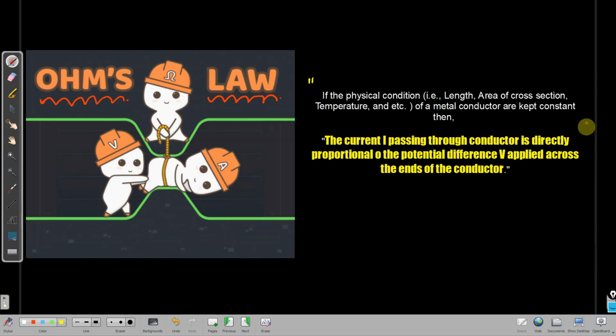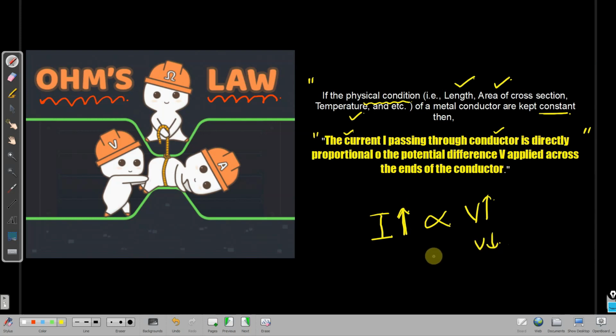Ohm's law states that if the physical conditions of the wire, like length of the wire, area of cross section, and temperature of the wire, are kept constant, then the current passing through the conductor is directly proportional to the potential difference applied across the ends of that conductor. That means if you increase the amount of voltage, the current passing will also increase. And if you decrease the voltage applied across the conductor, the current passing will also decrease.